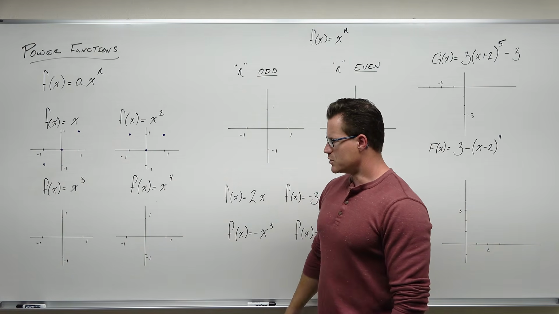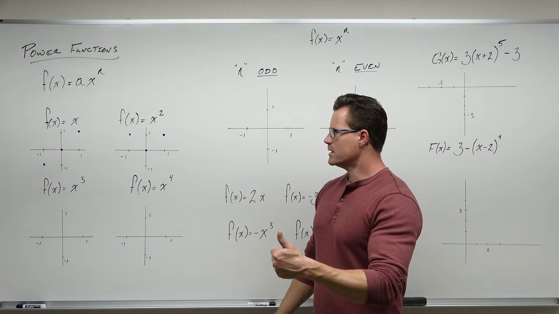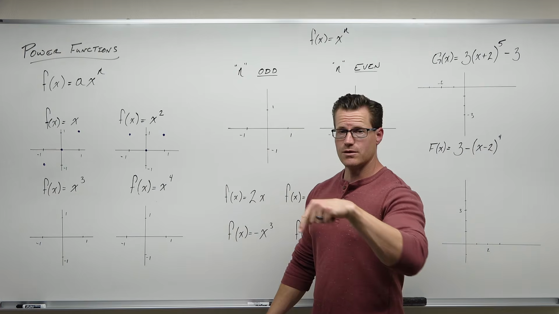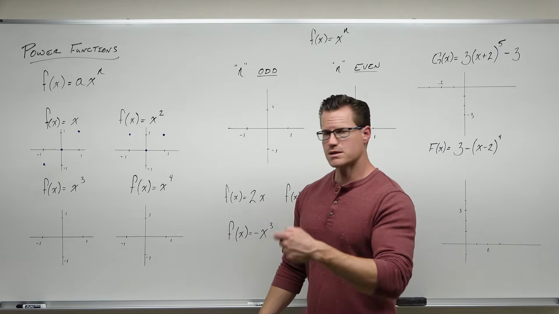Let's go down to x cubed. If I take x to the third power and I plug in -1, 0, and 1, -1 to the third power is -1 again. 0, I'm going to get 0. 1, I'm going to get +1.